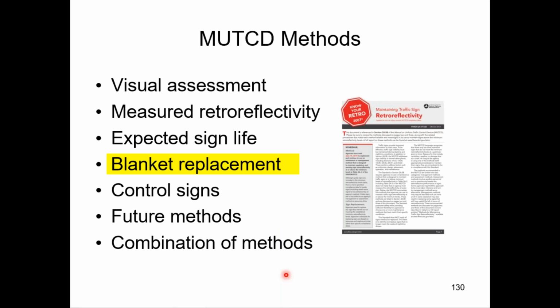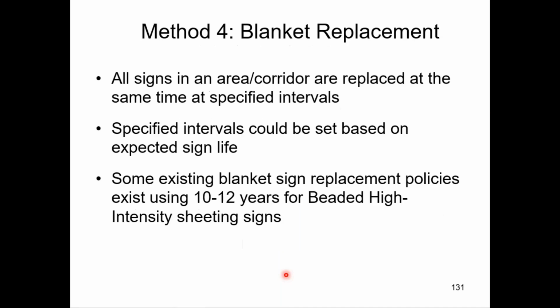Another management method is blanket replacement. What this means is that all signs in an area or a corridor are replaced at the same time at specified intervals. And the specified intervals could be set based on expected sign life. For example, some existing blanket sign replacement policies use 10 to 12 years for beaded high intensity sheeting signs.